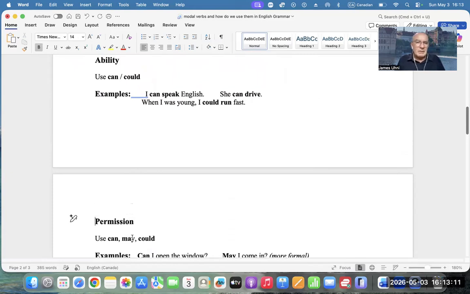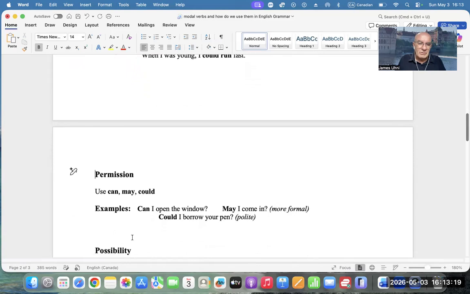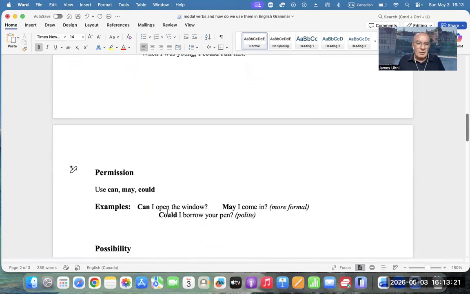Use can, may, could. Wow, this is interesting. Over here, for ability, we use can and could. For permission, we can use can and could, but also may. So that doesn't make it complicated. That actually makes it very, very easy, because you cannot make a mistake. If you say, can I open the window? May I come in? Could I borrow your pen? You see, we use all three modal verbs for permission, and this is in question.